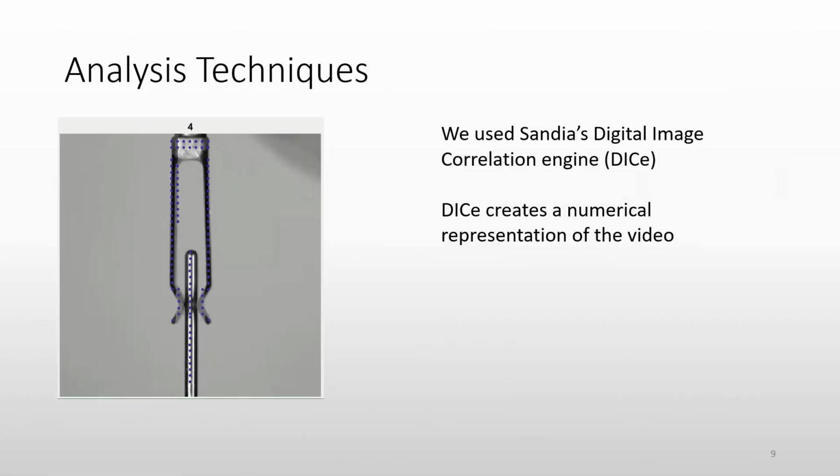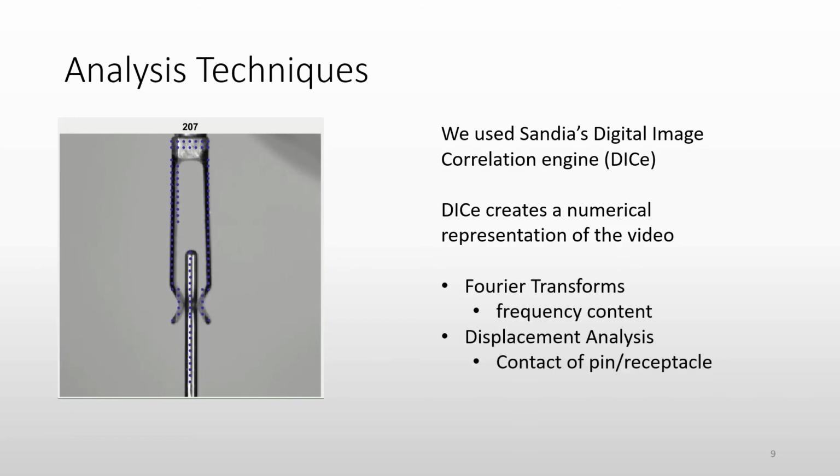To perform the analysis, we use Sandia's Digital Image Correlation Engine, or DICE. DICE creates a numerical representation of the video by identifying subsets of the image, which is each of these blue dots, which track over time in the video. And with this numerical representation, we can perform Fourier transforms or displacement analysis to get the frequency content or the chatter information from these videos.